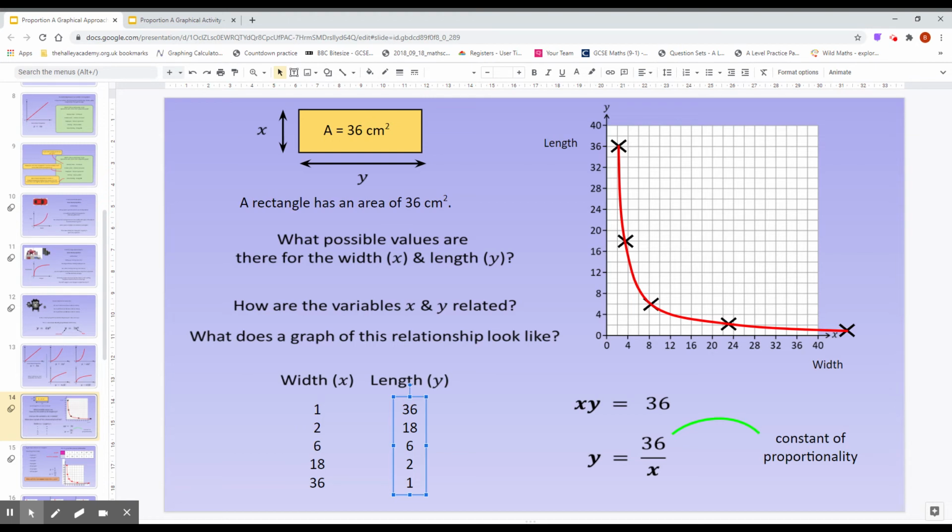Now, based on different dimensions of x and y, we create a graph, and it looks like this. It's non-linear, and it very much resembles a reciprocal graph. Now, the equation is y equal to 36 over x, because x times y is 36. And you notice that's the constant of proportionality, and this denotes the inverse proportion.